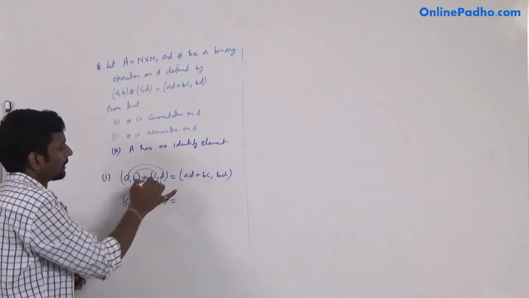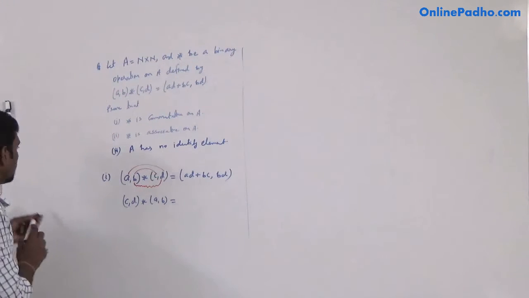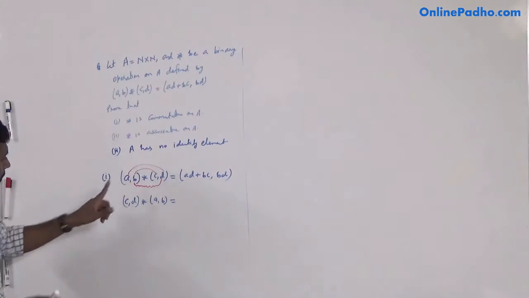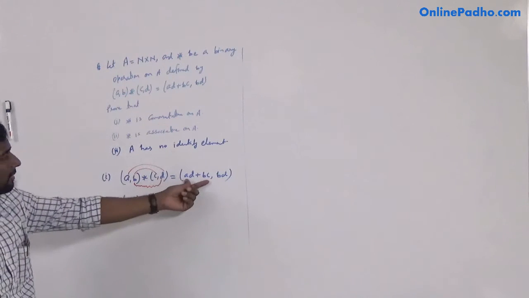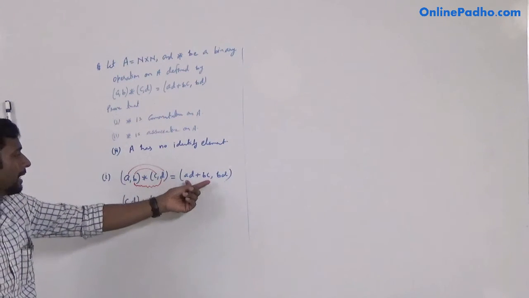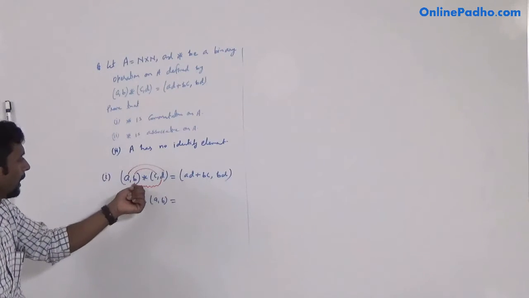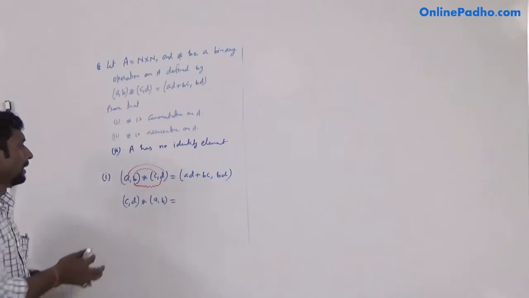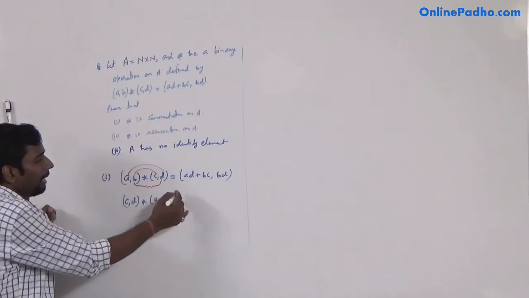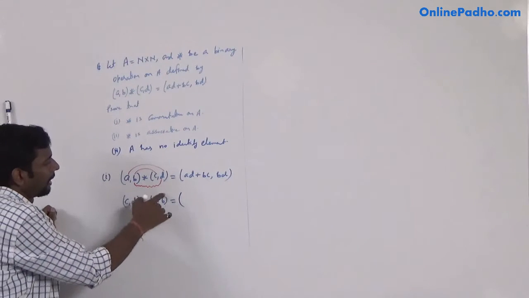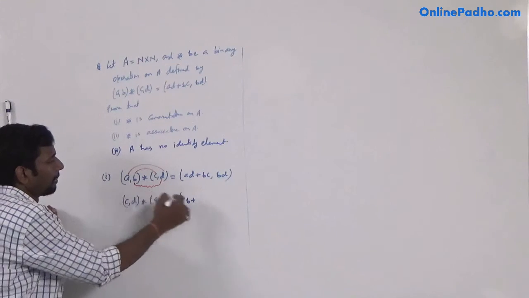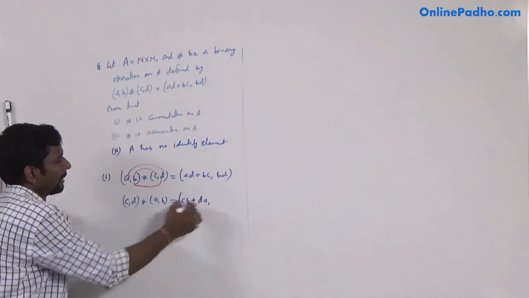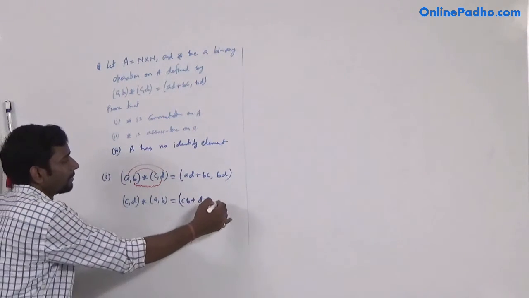This one is the second element of the ordered pair. The first element of the ordered pair is what? First multiply last plus second multiply third is the first element of the ordered pair, and the second element of the ordered pair is second multiply second. Now in this way we can find CD star AB, that is first multiply last, that is CB, plus second multiply third, DA, and second DB.